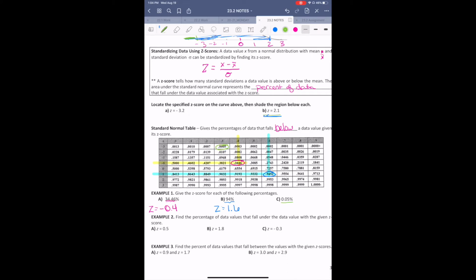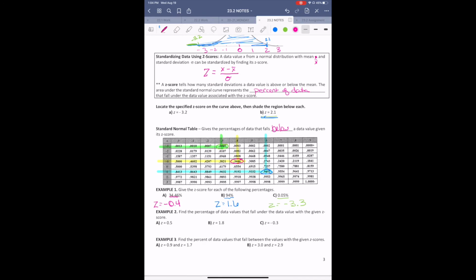Here we go. Okay, look to the left, look above. Where does it fall? It falls at negative 3.3. So this is our z-score. Okay, now we can do the same thing in the opposite direction.